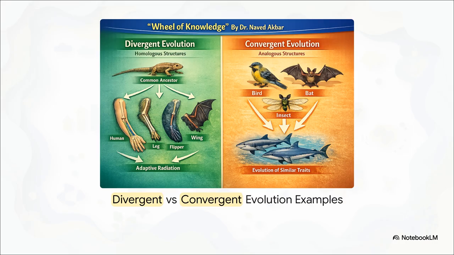But on the right, under convergent evolution, look at the wings of a bird, a bat, and an insect. An insect wing has no bones at all. They have entirely different structural origins, but they converged purely for the shared biological function of flight. It's like nature solving the exact same problem in completely different ways.